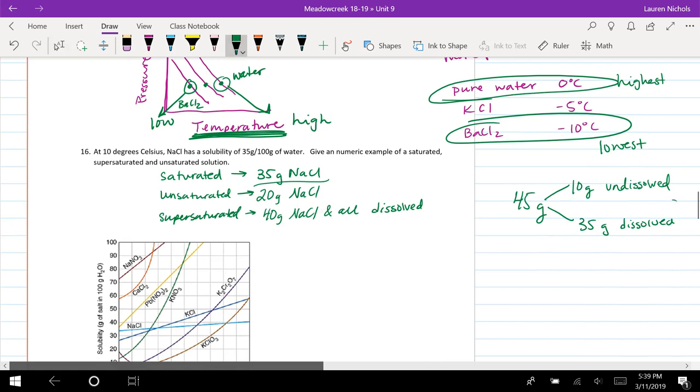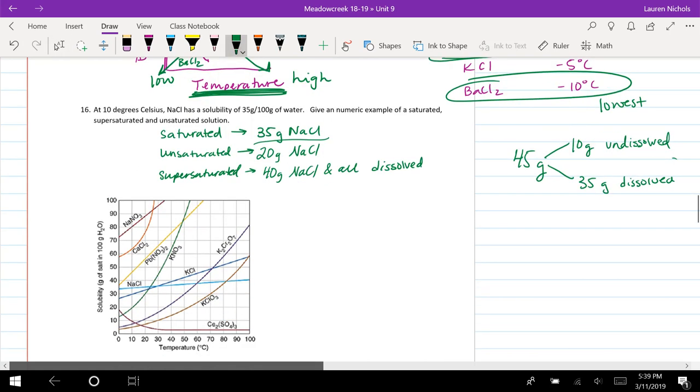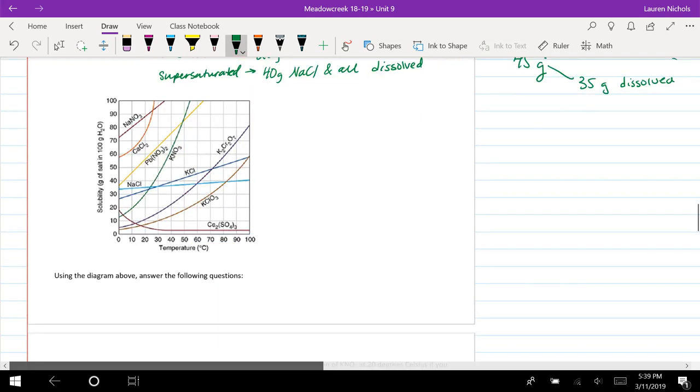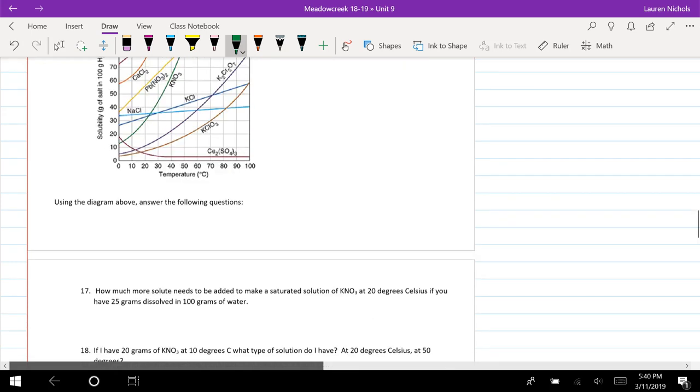So let's look at the next little graph. We are almost done with this study guide. So using the diagram above, answer the following questions. So let's see what they have for us. It says, how much more solute needs to be added to make a saturated solution of KNO3 at 20 degrees Celsius if you have 20 grams?